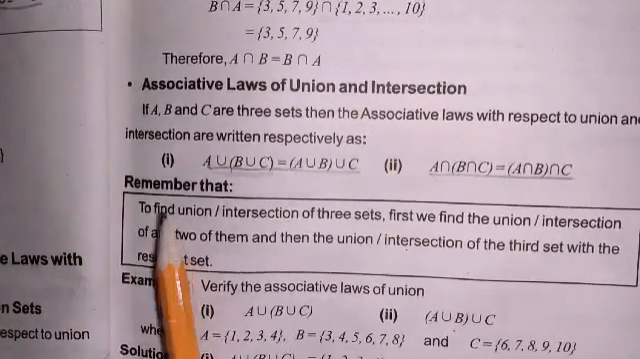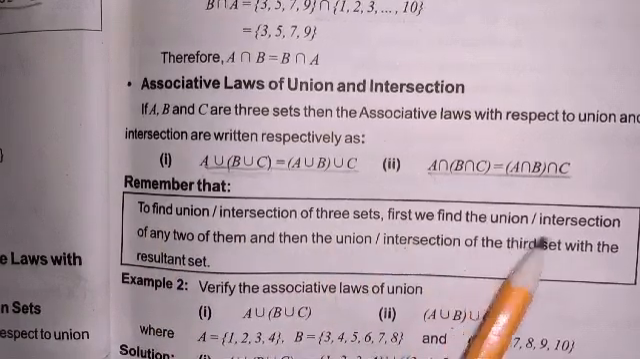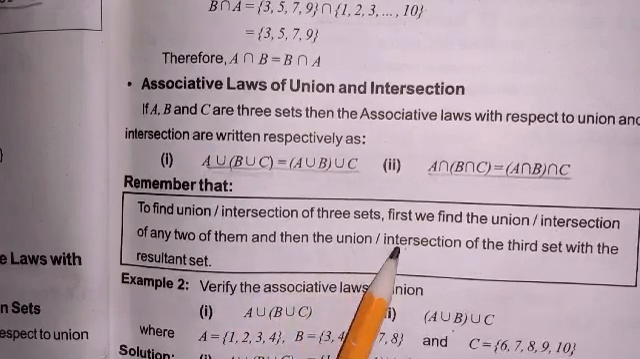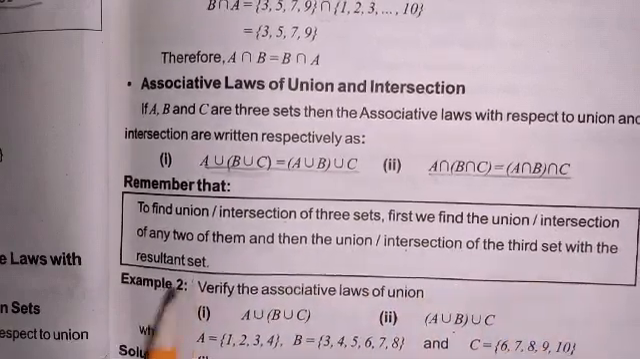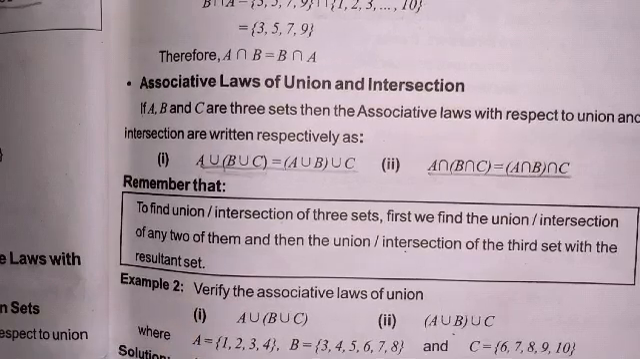And here is our statement that to find union and intersection of three sets, first we find the union or intersection of any two of them and then the union or intersection of the third set with the resultant. Now students, let's move towards our examples.